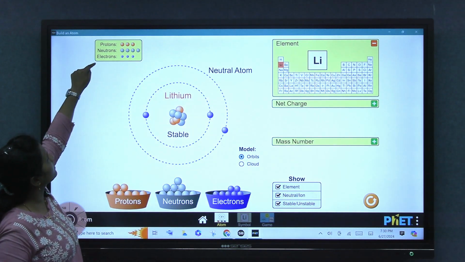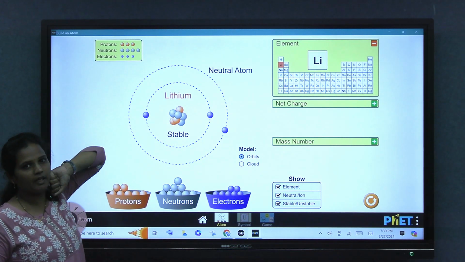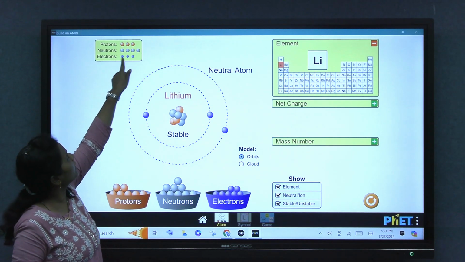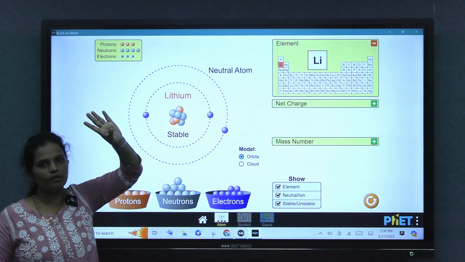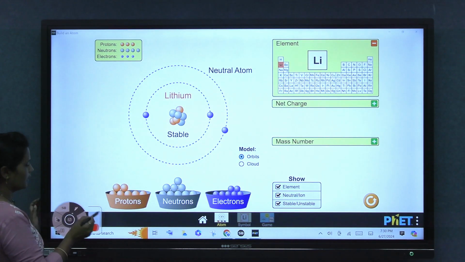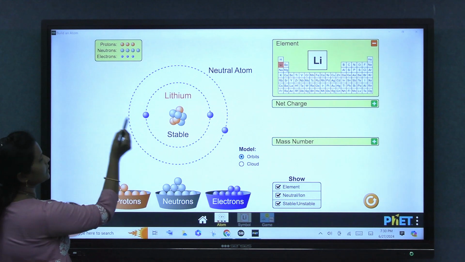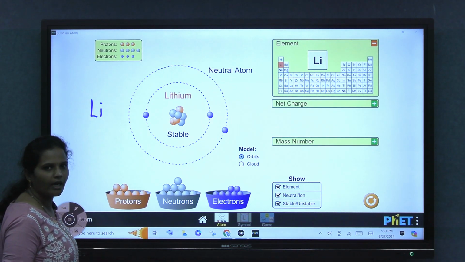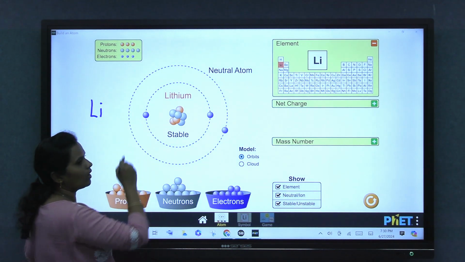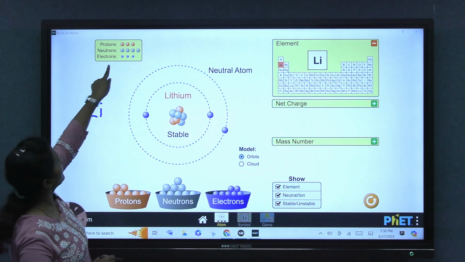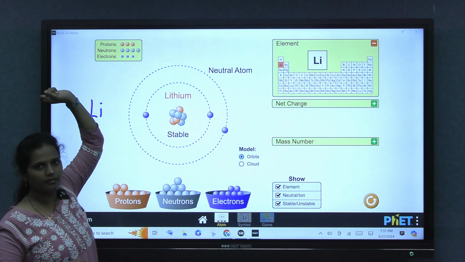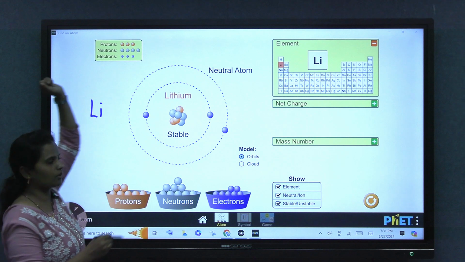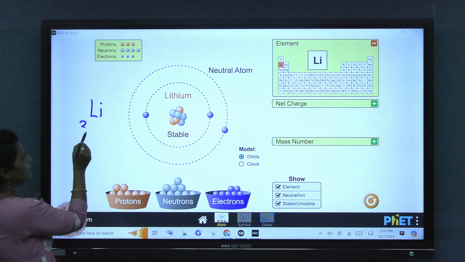So you can see here, the number of electrons is 3 and the number of protons is 3, whereas the number of neutrons is 4. The symbol of lithium is Li. And the atomic number of lithium: how many electrons or protons are present? 3, right? There are 3 protons and 3 electrons, so the atomic number will be 3.